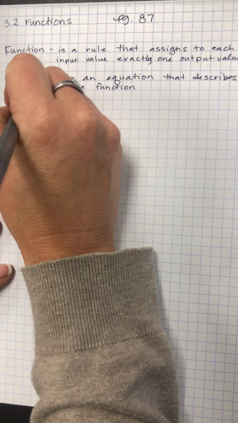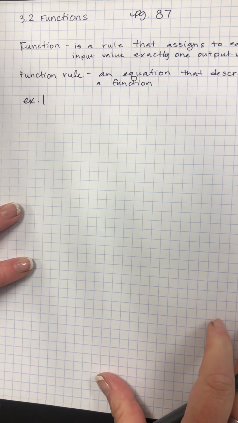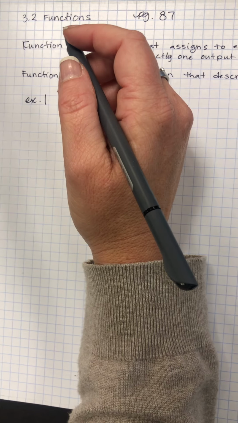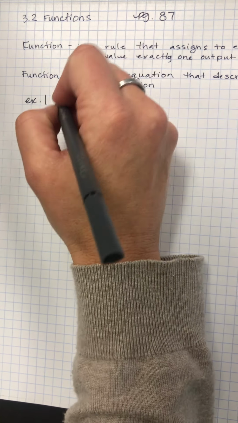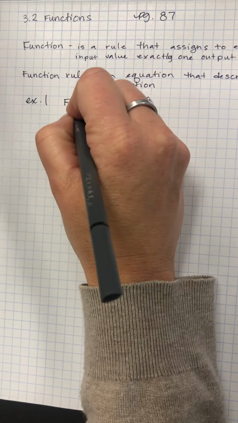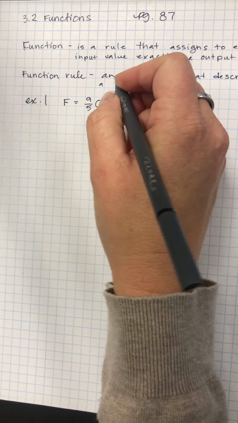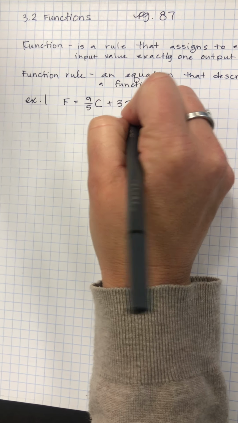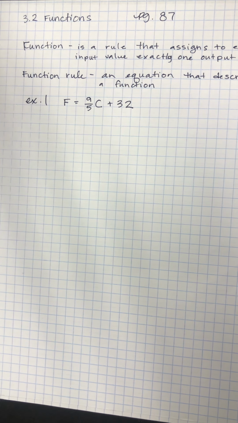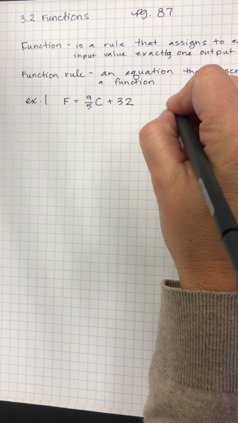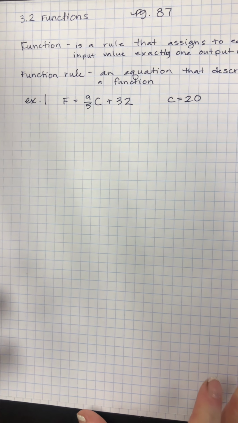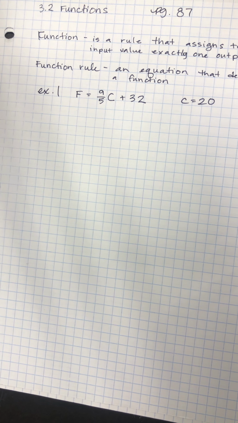If we have an example, this is from your book on the bottom, this is the quick check number 1. The function of F equals 9/5 C plus 32. And this formula converts the degrees in Celsius to the degrees in Fahrenheit. So we're going to evaluate the function, that means solve, for C equals 20. So if it's 20 degrees Celsius, what is it Fahrenheit?